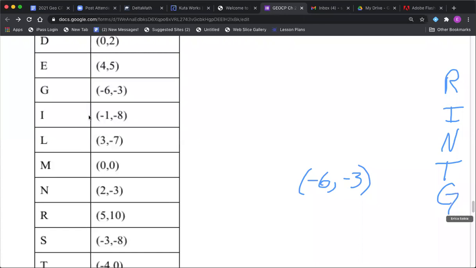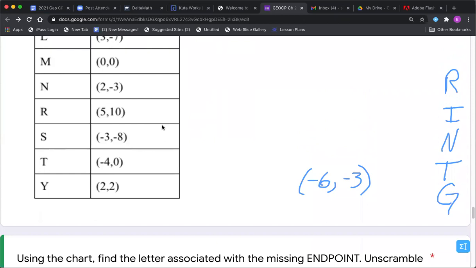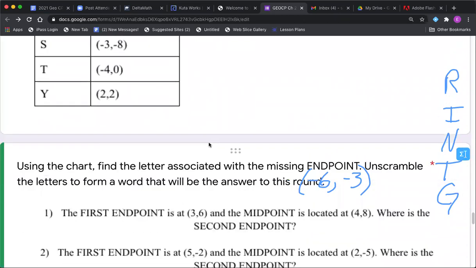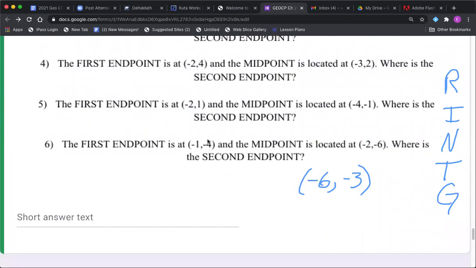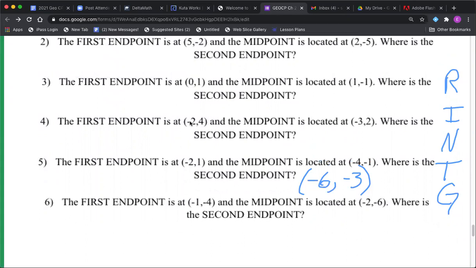What could this word be? Trying? Could be. I don't know. I got to figure out what my last letter is. So, whoops. Sorry. There we go.